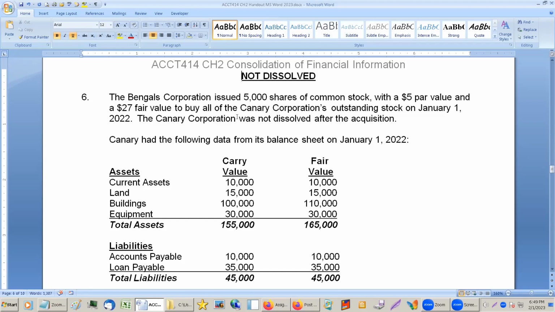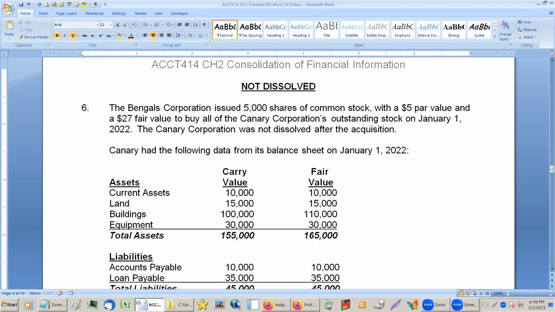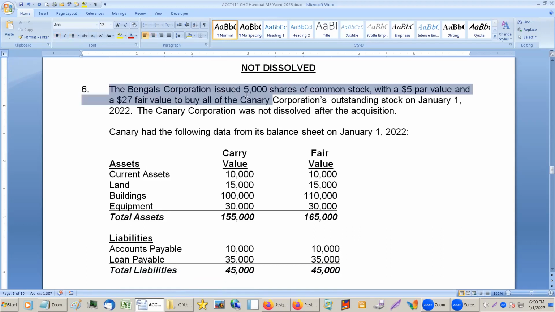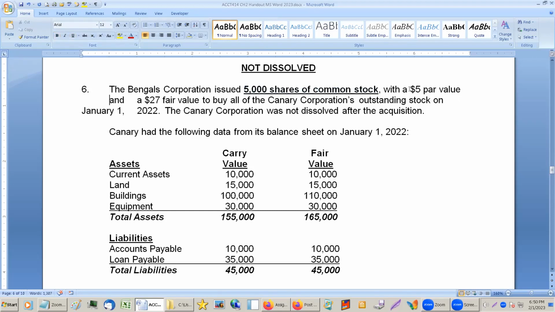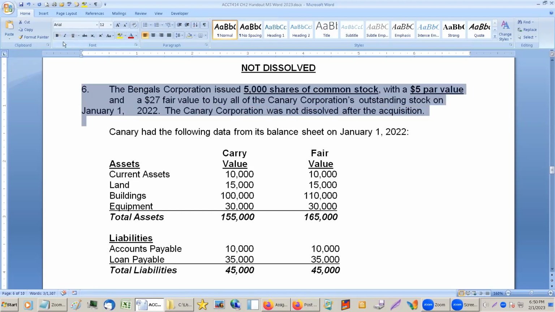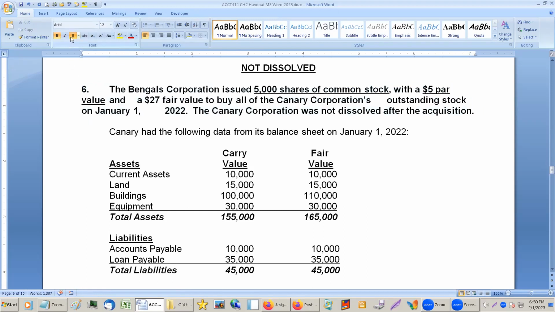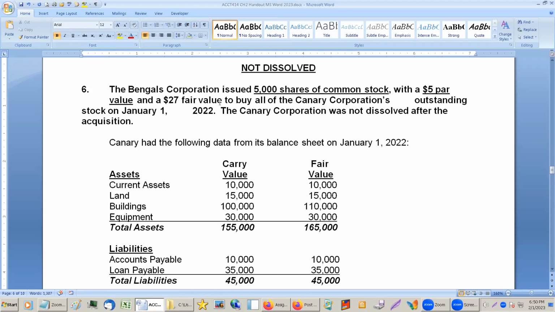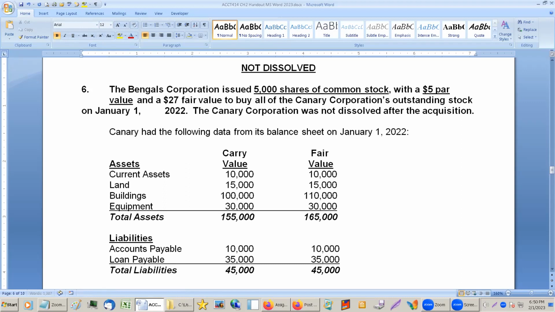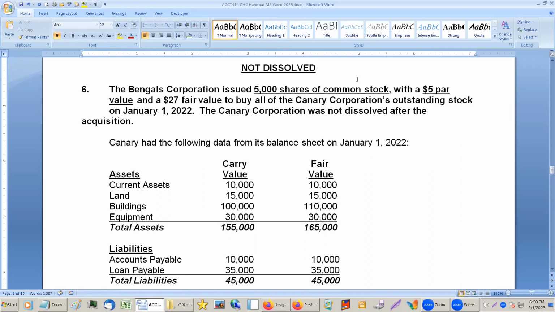Now, number 6 is not dissolved, and I'll show you what it ends up looking like. One of the things that a lot of times happens in mergers is that they will switch one company's stock for another. I'm going to bold this whole thing. And there are some advantages to it for both sides.